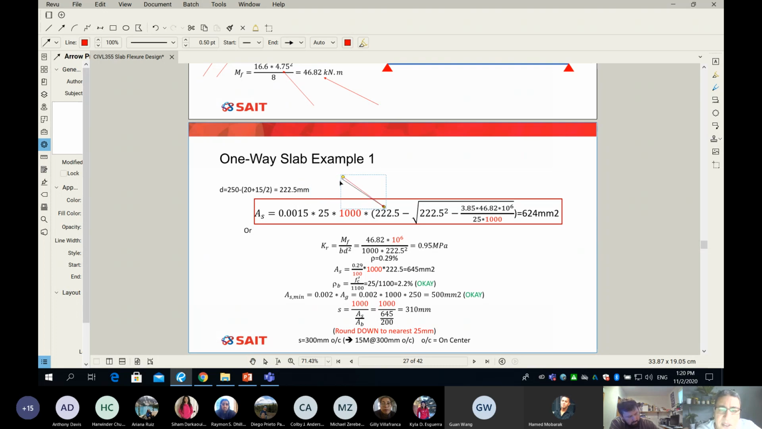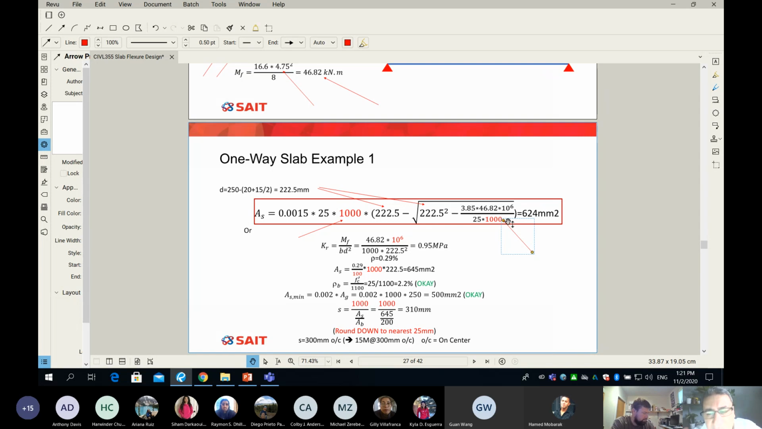So here is my 222.5, and one more time, it goes under the square root, and we're able to find area of steel. Really, what I want to remind you, which maybe some of you already remember, is what is my beam width? You guys remember the equation was 0.0015 f'c, width of the beam. So you can see here the width of my beam is 1000. Why 1000? Because it's a 1 meter design strip.